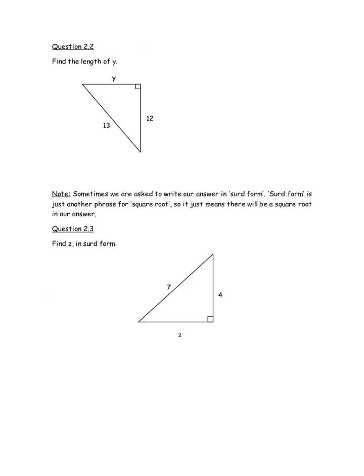In question 2.2, it asks us to find the length of y. The main thing is to make sure that at the start of every single question you write down Pythagoras' theorem. So we have here c squared is equal to a squared plus b squared, bearing in mind that c is the longest side. Now we know that the longest side is called the hypotenuse.